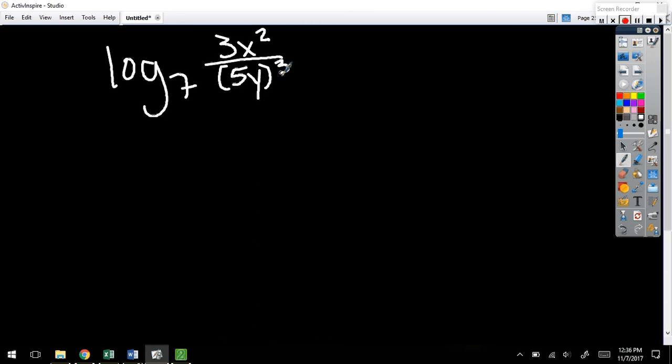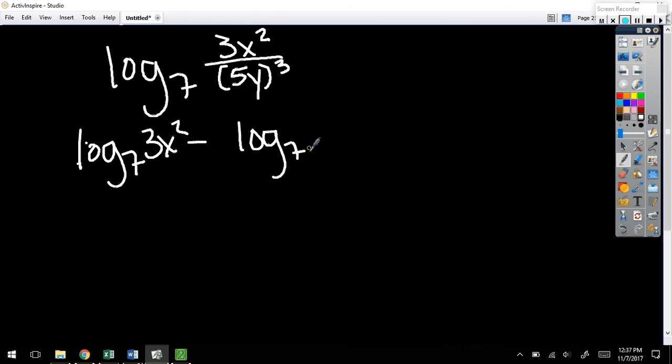What should I do first? Move the division. Division. Subtract it. Subtraction. Log 7 of 3x squared minus log 7 of 5y to the 2/3. Notice the parentheses here.